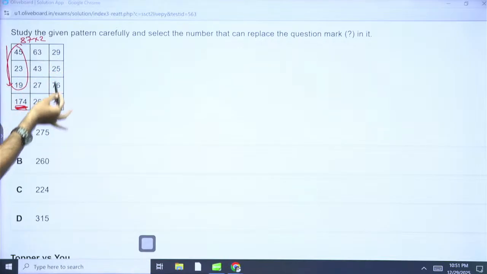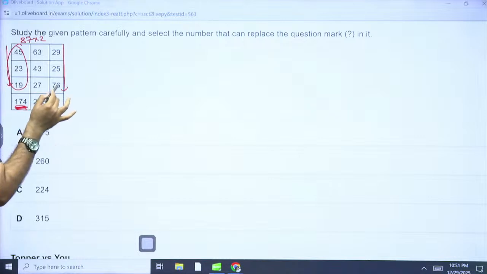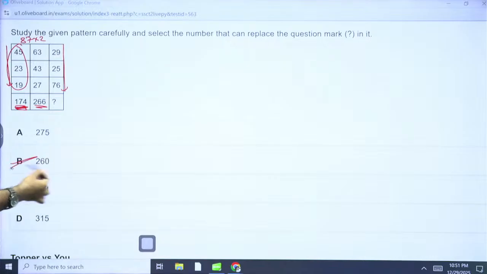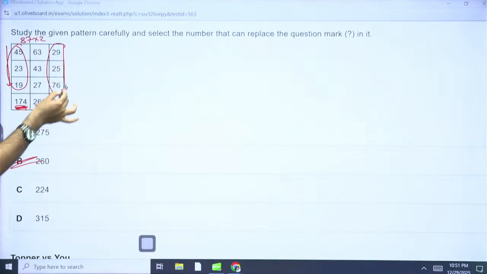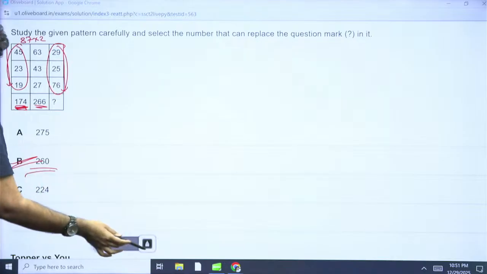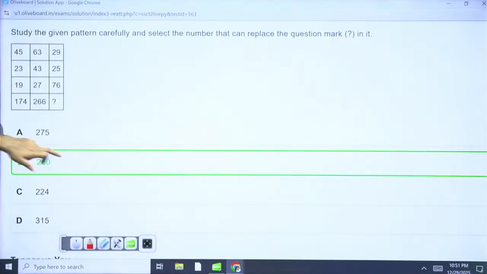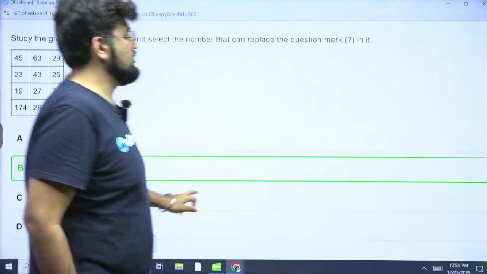133 double is 266. So add all these 3. What do you get? 20, 20, 40, 70, 110 and 9, 5, 14, 6 or 11, 20. 110, 20, 130, 130 double is 260. That means you're taking the sum of these 3 numbers along the column and then doubling it to get your answer. 260 is the correct answer. Option B is right. Cool? Easy. 44 seconds. Very nice.